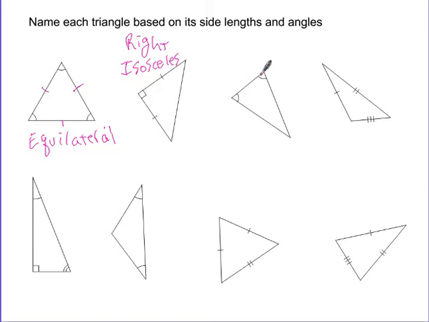All right, these two little angular marks here tell us what? That those two angles are equal. And if the angles are equal, then the sides across from those angles have to be equal. Equal angles make equal sides in triangles. So that one would be acute isosceles, because all of those angles definitely appear to be less than 90 degrees. So acute isosceles.